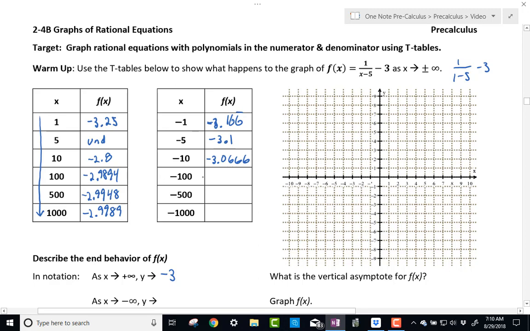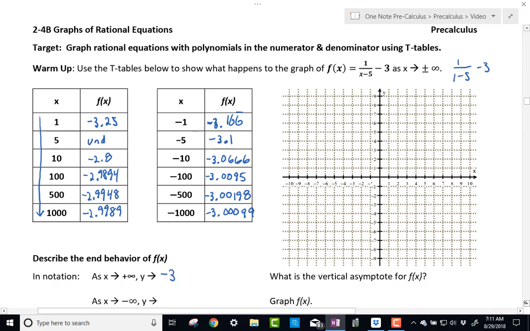If we do negative 100, I'm going to end up at negative 3.0095. So you can see that these numbers are getting closer and closer and closer, and then negative 3.00198. And finally at negative 1,000, negative 3.00099. So these numbers are also getting closer and closer to negative 3.